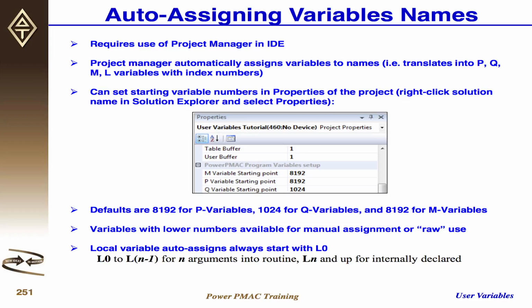So that's how PMAC accesses it. The PMAC itself obviously doesn't know or even care about the variable names. It cares about what number it is and what memory address it's stored in. So the IDE will take all of your variable names you're defining and replace them with appropriate numbers that PMAC can understand.